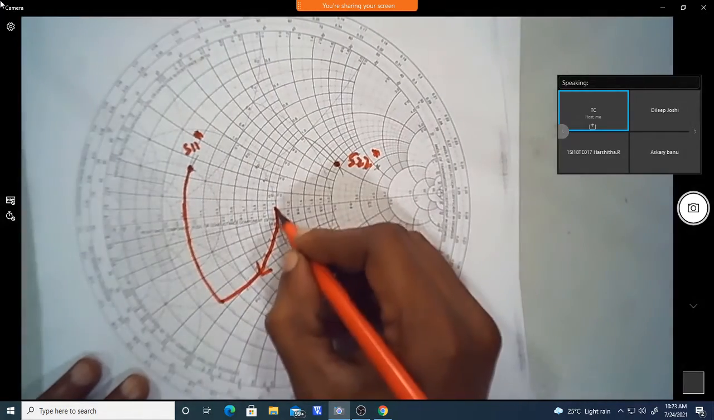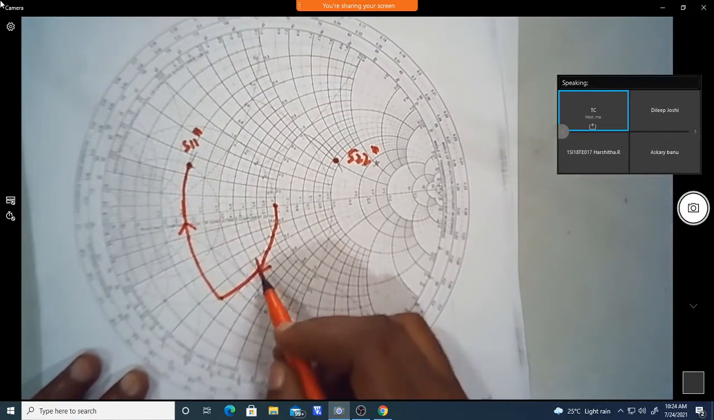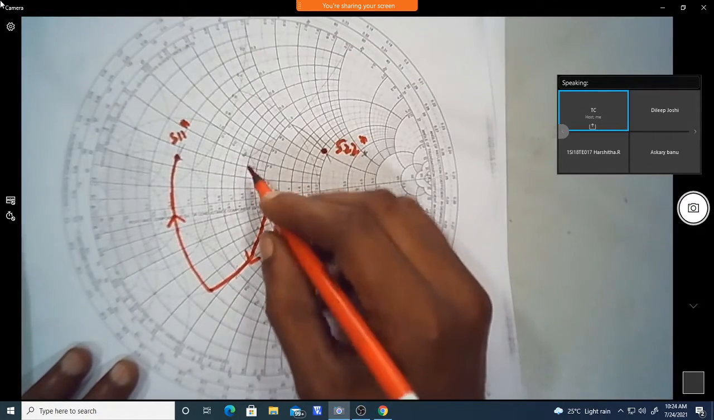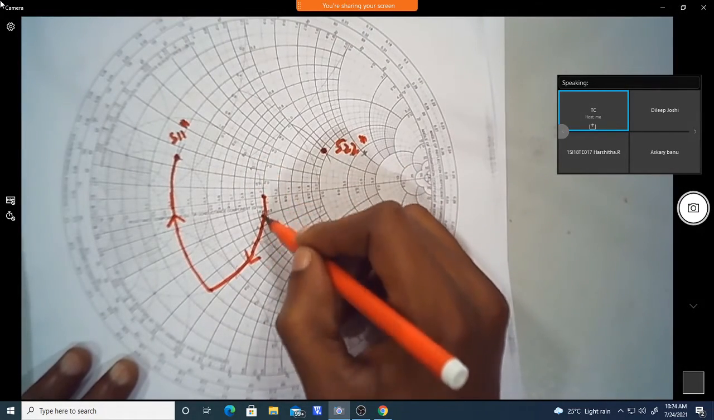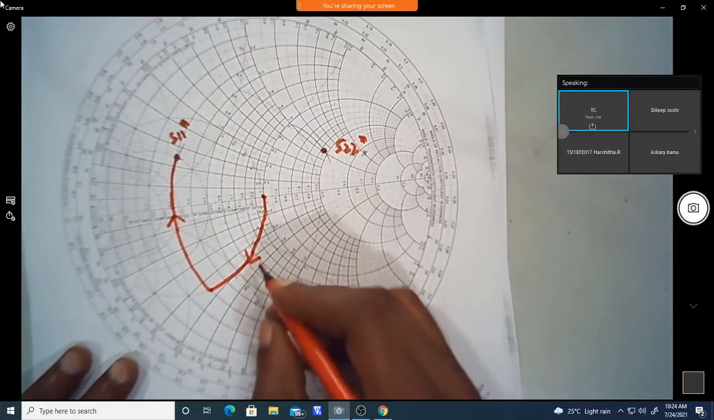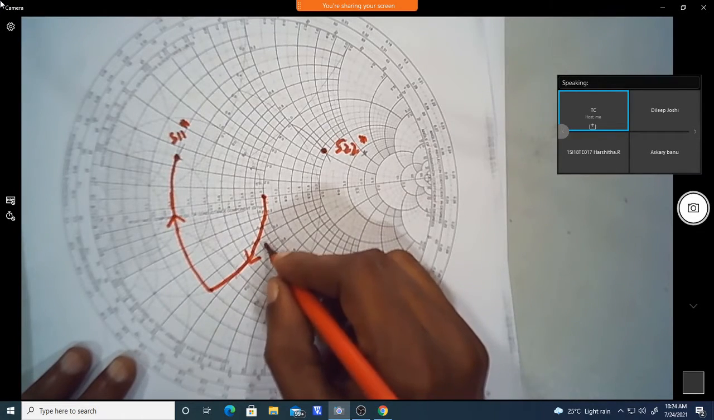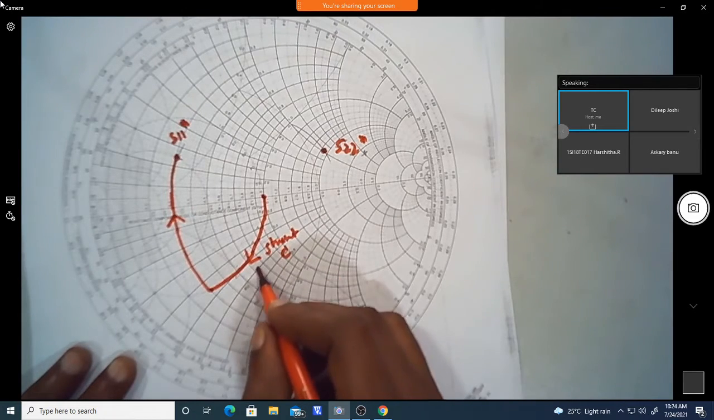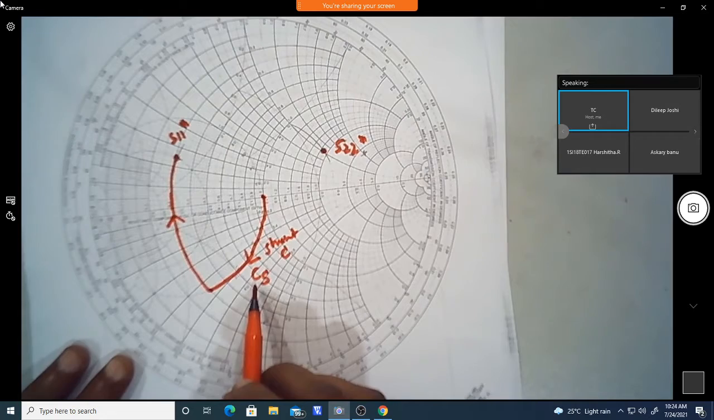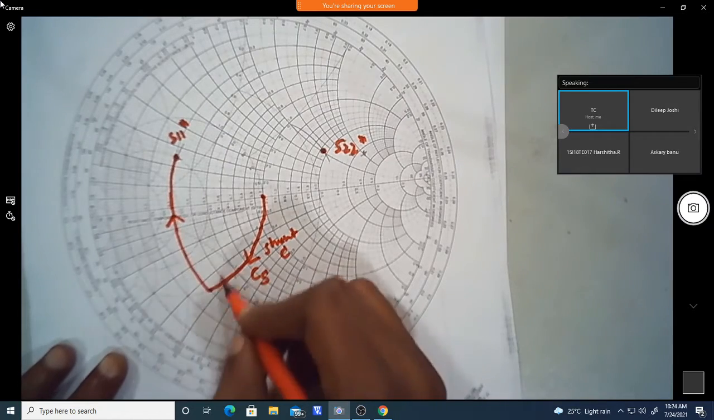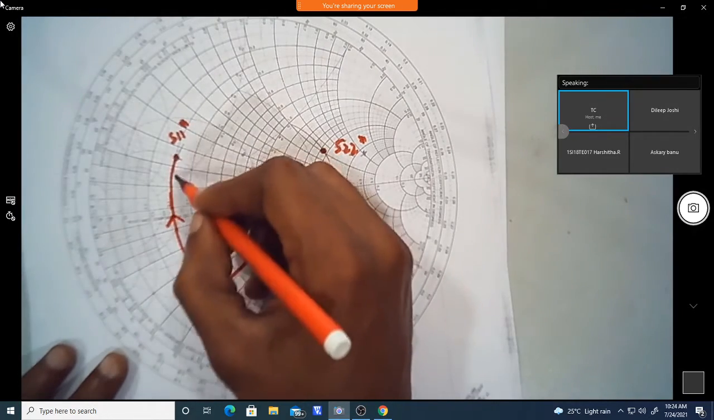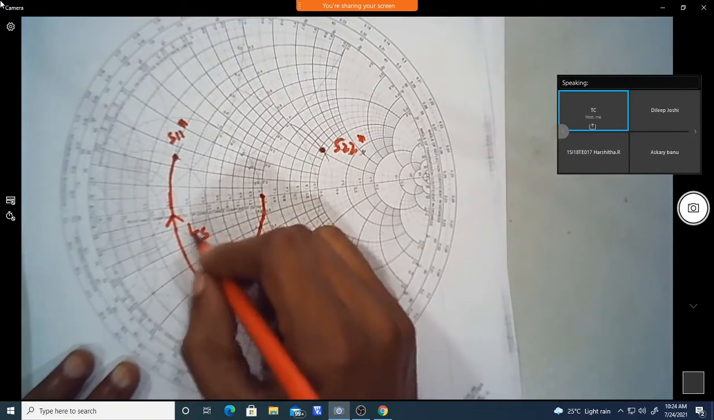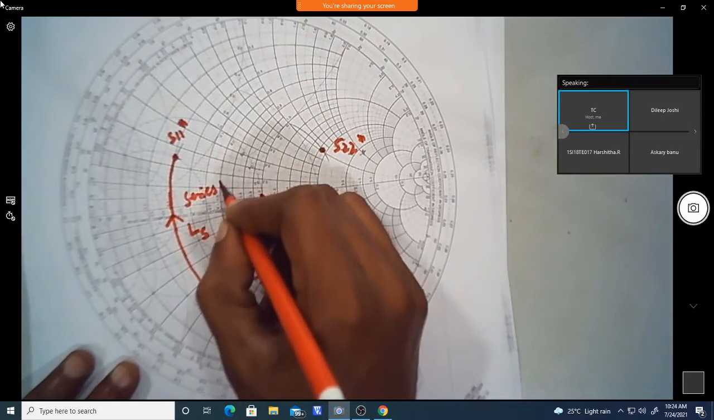So this is the input matching network, where we will have two elements. We are moving on the conductance circle downwards. This is nothing but the shunt C, and we can mark it as CS, because we are matching the source side. And this one we are moving on the resistance circle upwards. This is series L, and we can mark it as the source side LS.